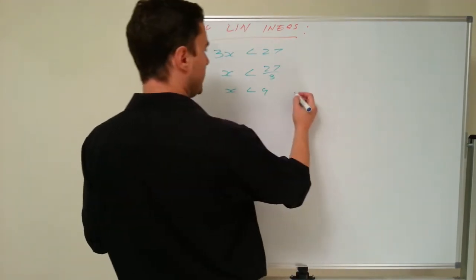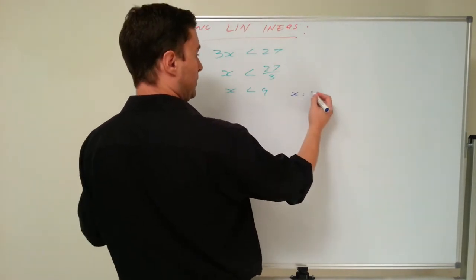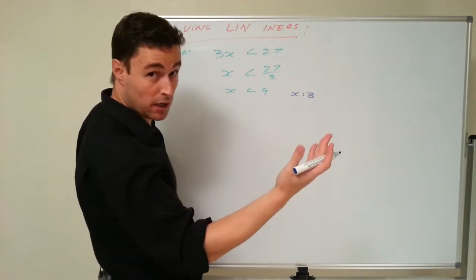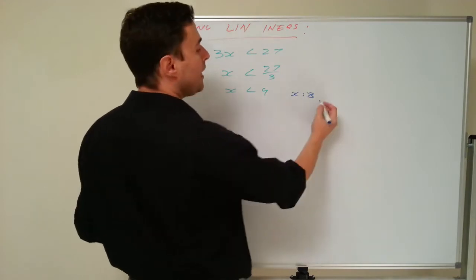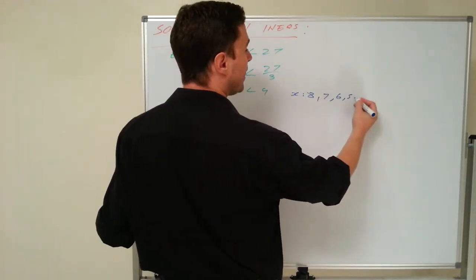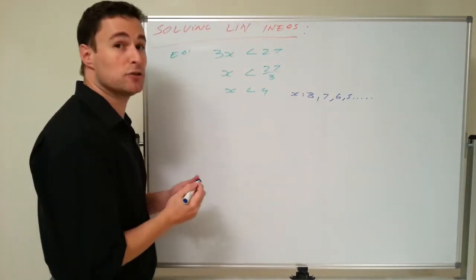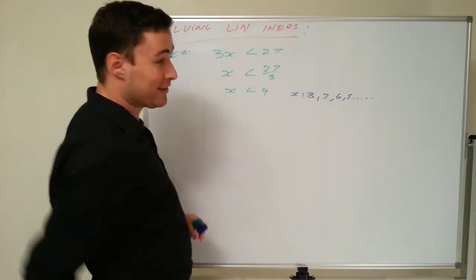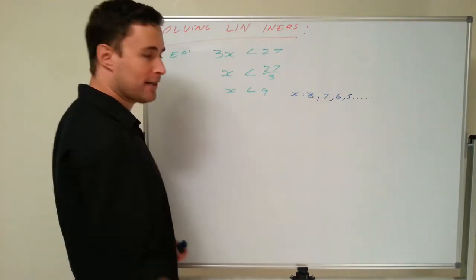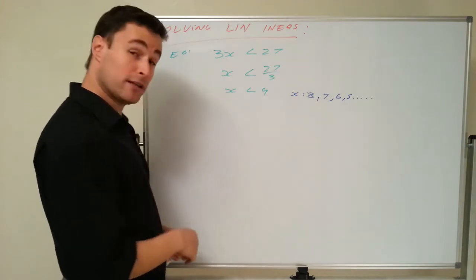So what could the possible values be? Well, the values of x, if I'm talking about whole numbers, could be 8, 7, 6, 5, etc., until I decide to stop. Forever and ever. Everything less than 9. x is less than 9. Done. Okay. Let's look at a two-step inequality.